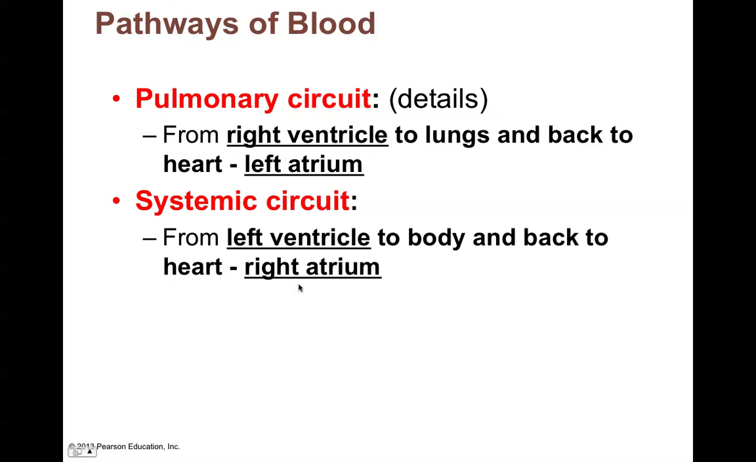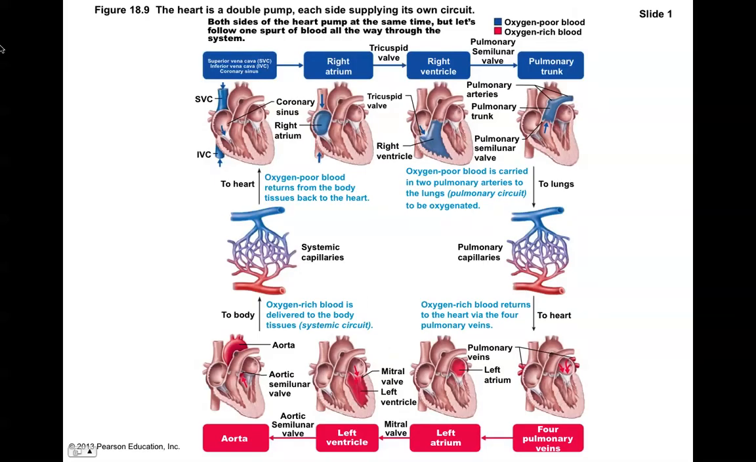And remember, the superior vena cava and the inferior vena cava are bringing the blood into the right atrium from the body. And this is just showing the double pump going through what we just talked about. And it's really just a matter of going over and over and over where the blood is flowing and learning the names of all the structures.